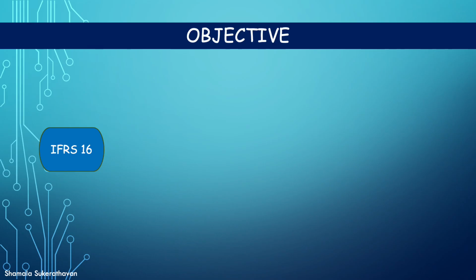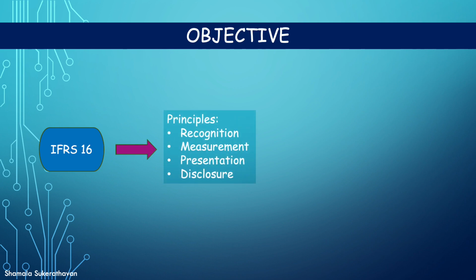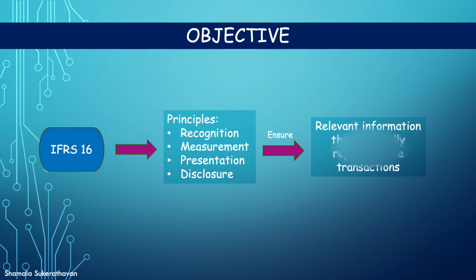IFRS 16 sets out the principles for the recognition, measurement, presentation, and disclosure of leases with the objective of ensuring both the lessees and the lessors provide relevant information that faithfully represent those transactions.